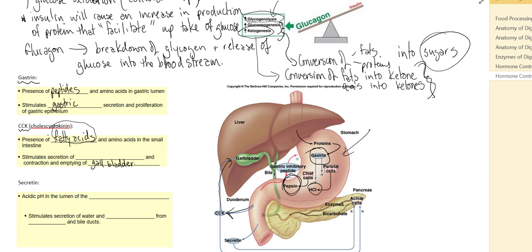And it has a secondary effect coming back on the pancreas and stimulating action of the pancreas to secrete pancreatic juice. And again, here we need the enzymes coming from the pancreas like lipase that will aid in fat digestion as well, right?